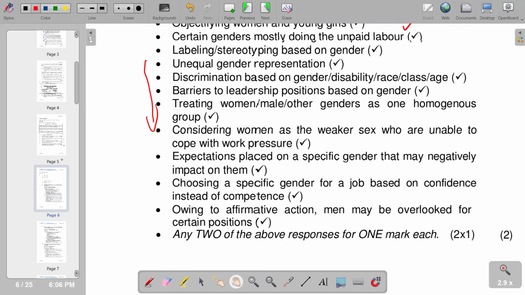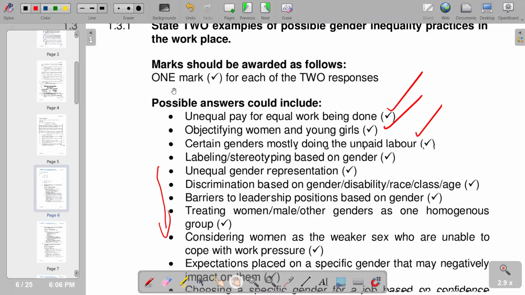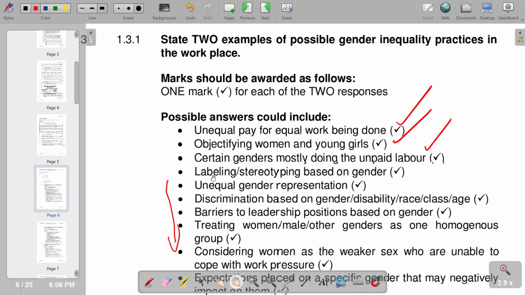So we go on to check in terms of what the question requires. The question says, give two examples. So you have to choose two from the list that we have. You can choose any two that are possibly correct. So these are all correct. And of course, you can choose two that you can include.